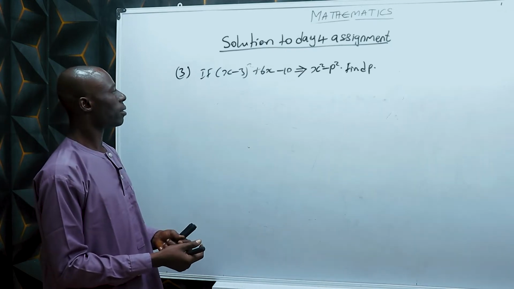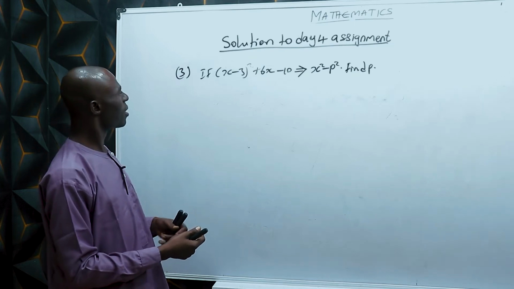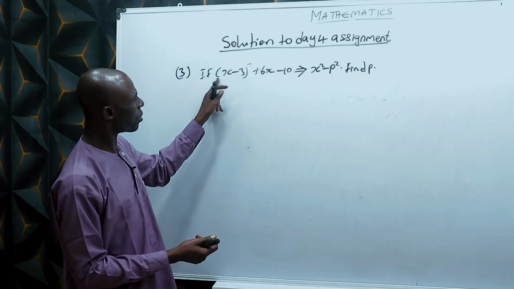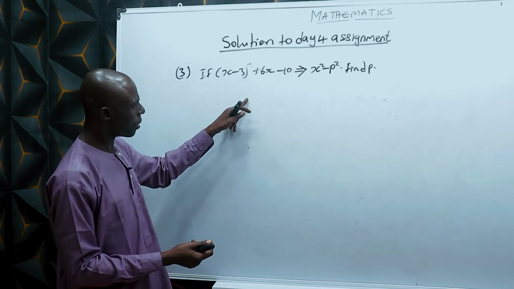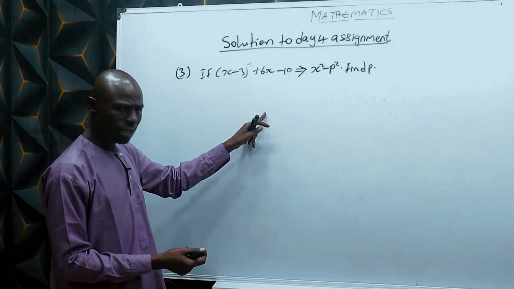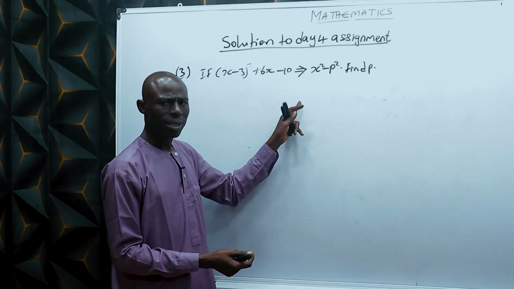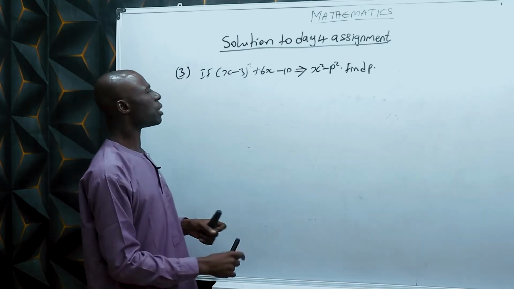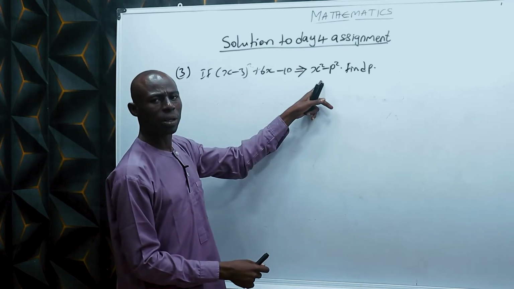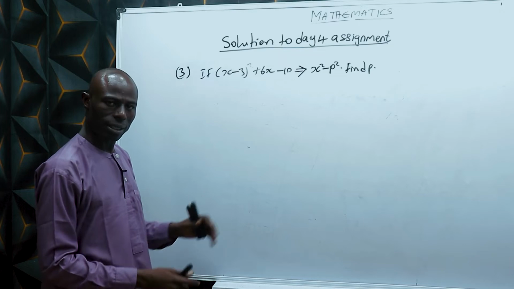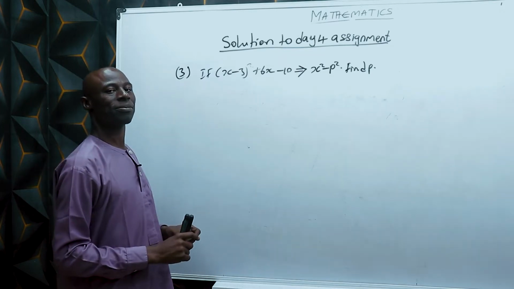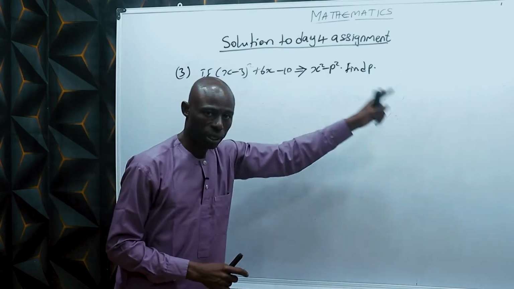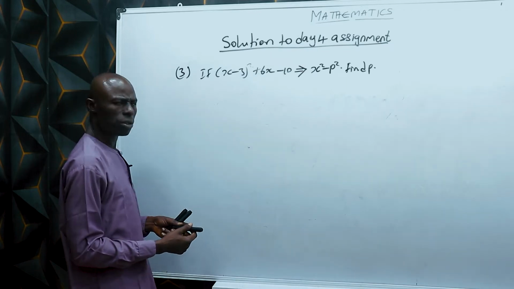So let's say the question is: if (x minus 3) all squared plus 6x minus 10 is simplified into x squared minus p squared, let's say that is the way the question should be, find p. How do you find p?